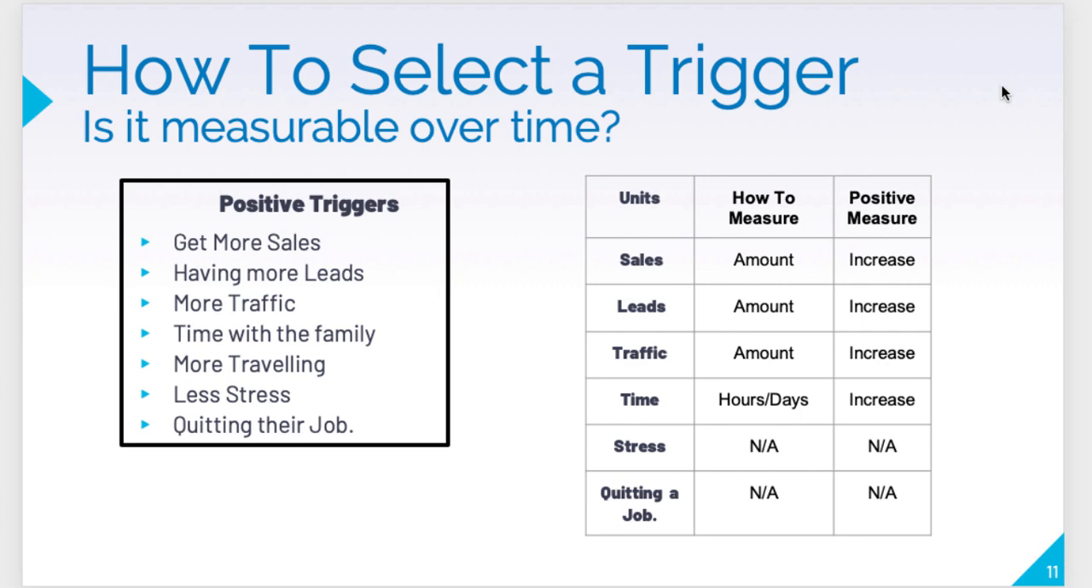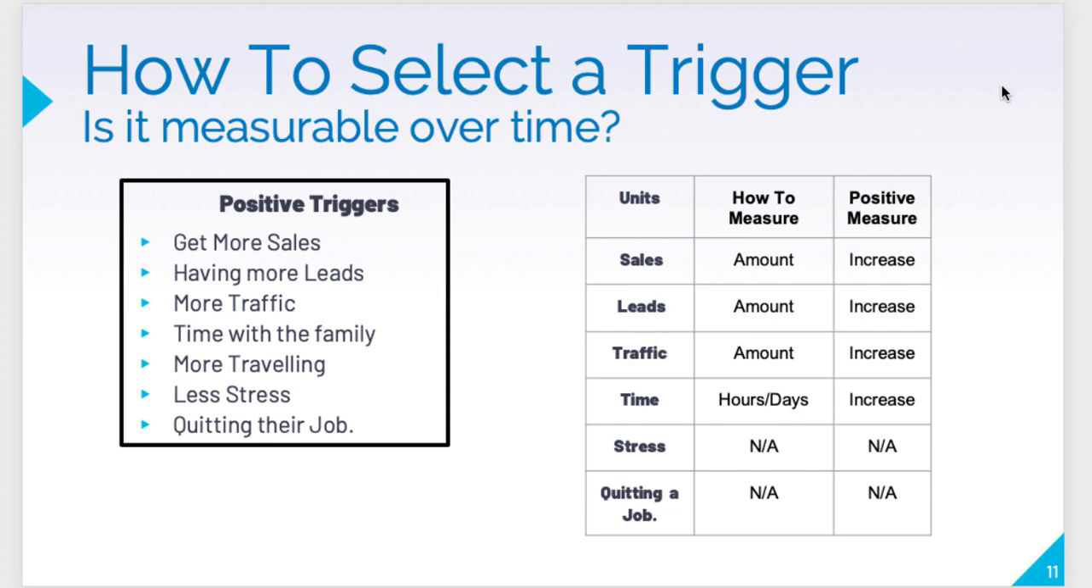So the key thing we need to do with triggers is measure them over time. It's very key to be able to measure things, because I'm not sure if I'm impacting them unless I can measure it. So if I look at my triggers, I can tell if there's a unit attached to those particular triggers. I might be able to measure it over time.